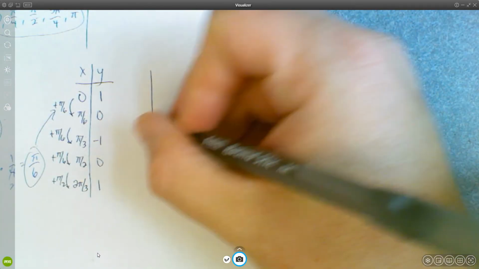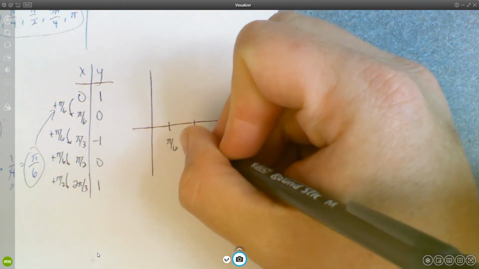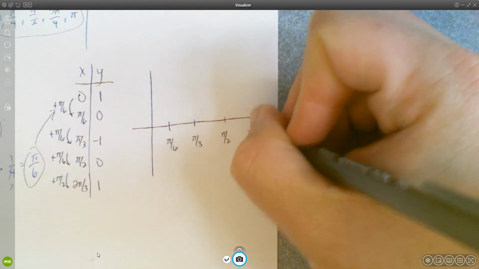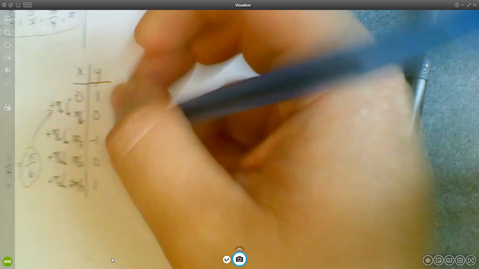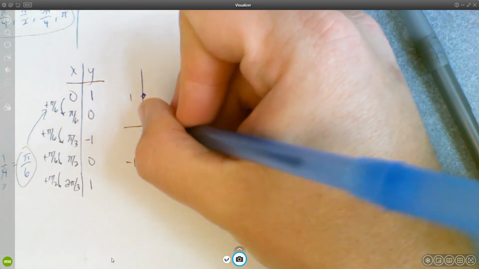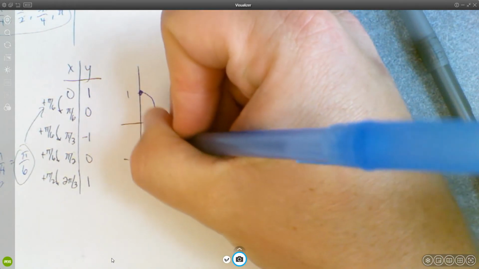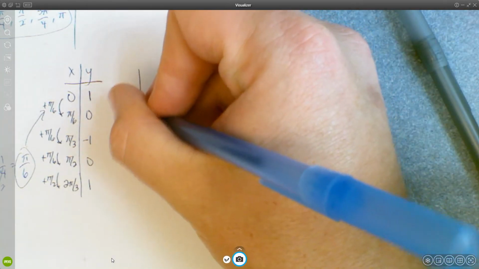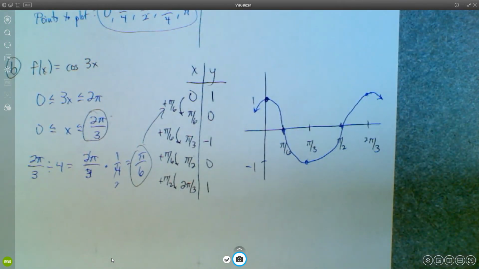So we can plot the points. And then this gives us one copy of the cosine, or one period, I guess I should say, of the cosine function. But of course it's going to continue on and on, right? But that's what that one would look like, all right? So there's f of x equals cosine 3x. So that's typically the way that I'm going to do these problems.